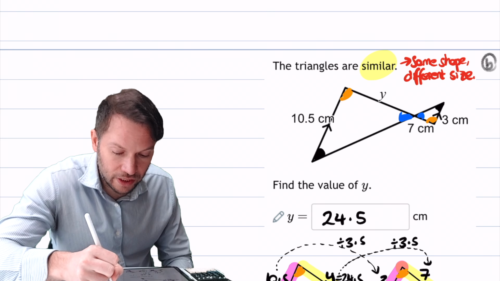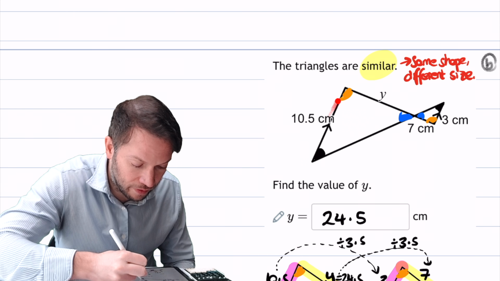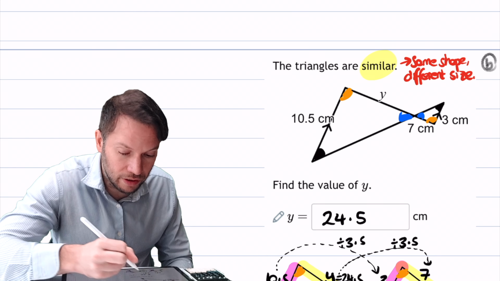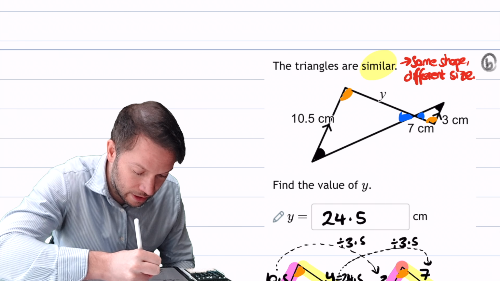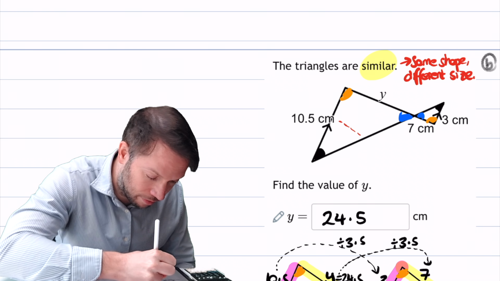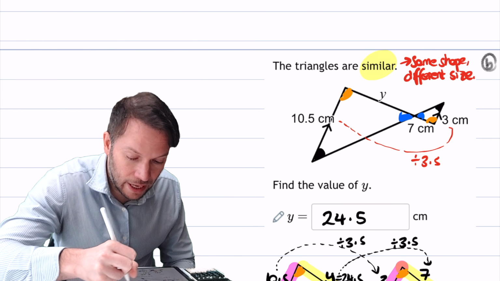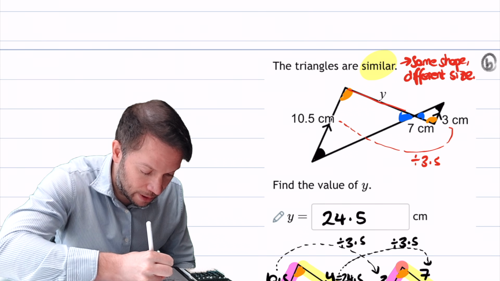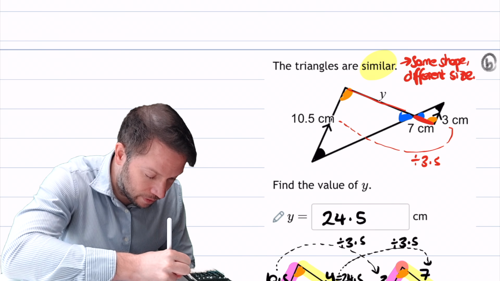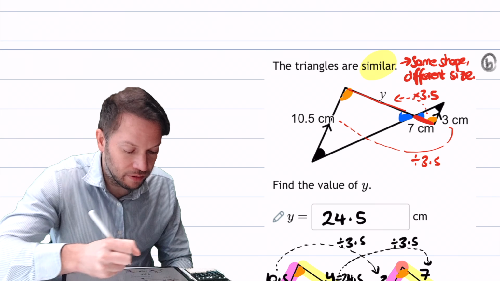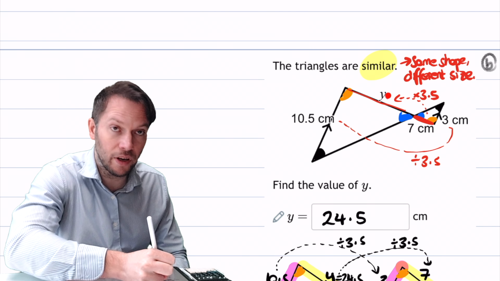And you can sort of see in these shapes that the 10.5 and the 3 are comparable. So you find the scale factor here between the 10.5 and the 3. We can see that's 3.5 times smaller. And then these two lengths here are comparable here and here. So the 7, we make it 3.5 times bigger. We do the 7 times 3.5 to get that length there.